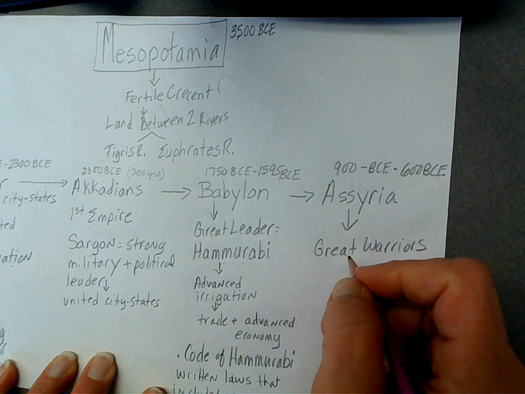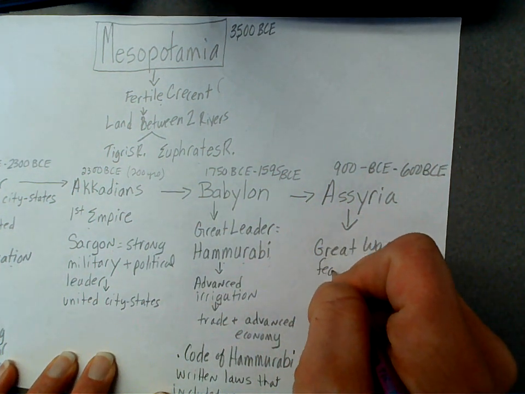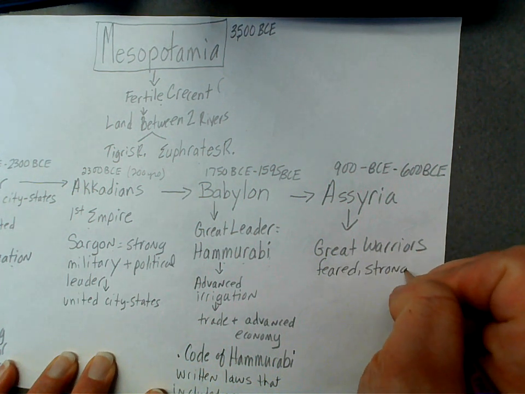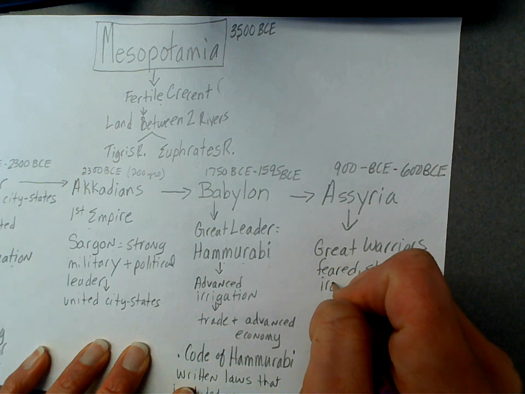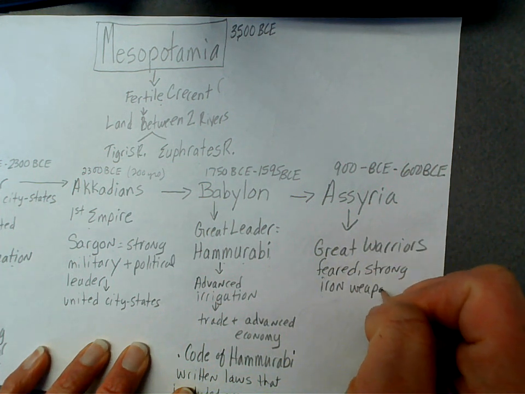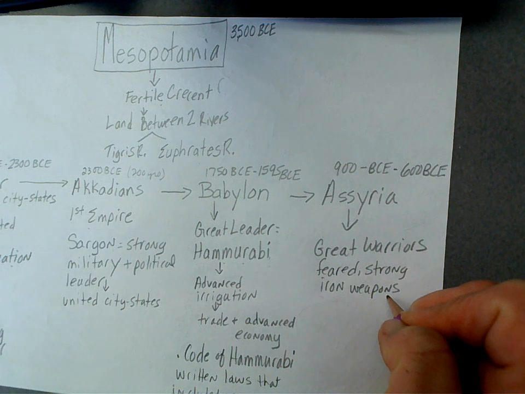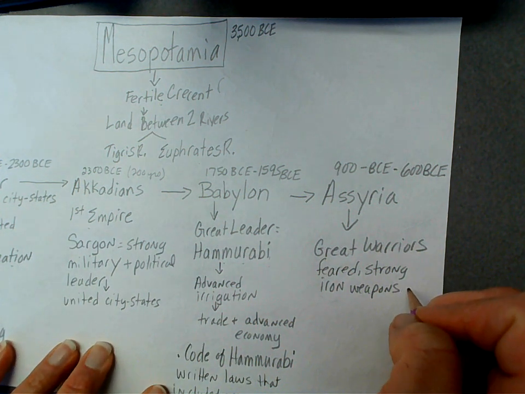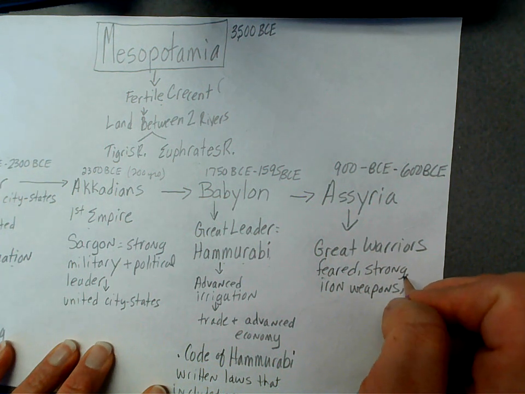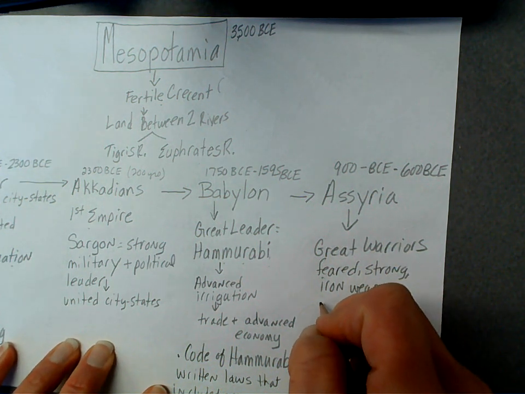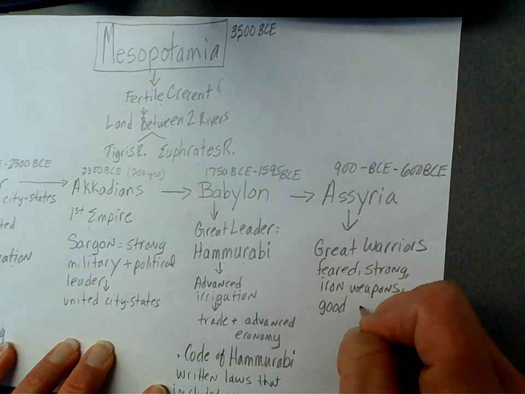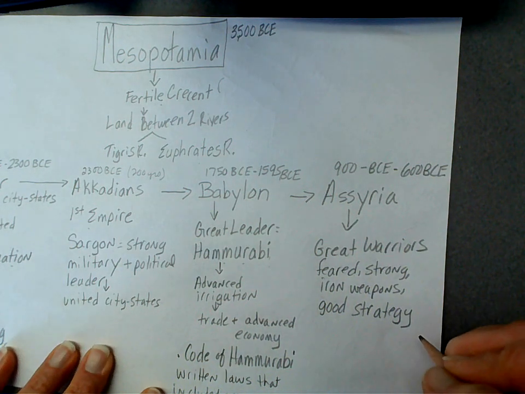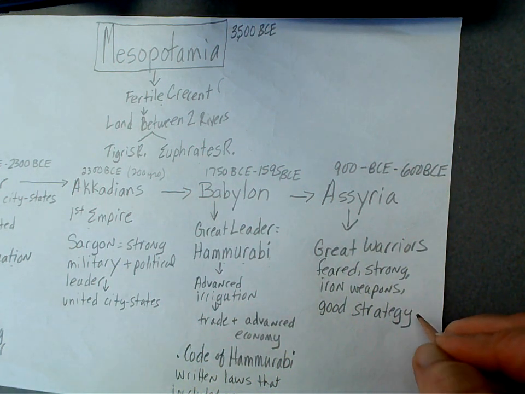Okay. Then we can write down that they were feared. They were strong. They used iron weapons, which means they had something a little better than sticks, right? And with all of that, they had good strategy. So, good fighting strategy. That is going to make them pretty fearful.